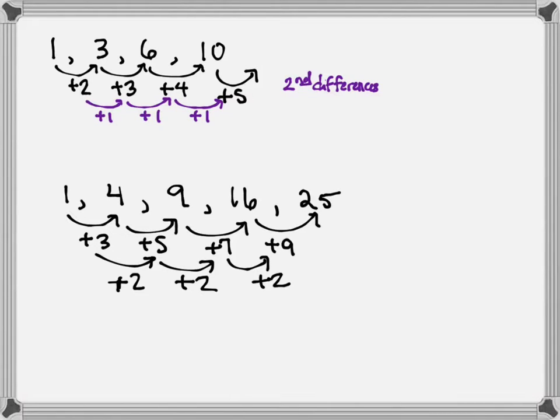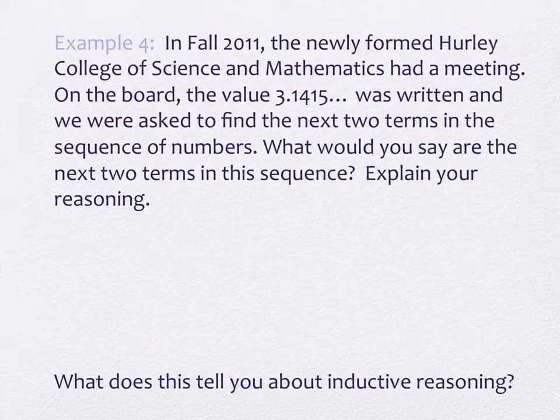One last example in this section. Real life actually happened kind of thing. In the fall of 2011, the newly formed Hurley College of Science and Math right here at OBU had a meeting, and on the board the value 3.1415 was written, and we were asked to find the next 2 terms in the sequence of numbers.